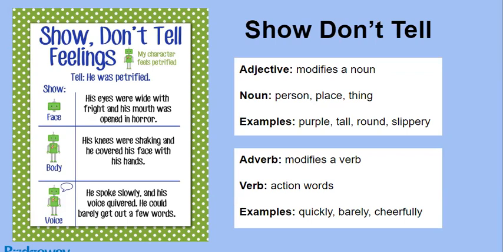We have another example here of our little robot man, saying he was petrified. That's very direct, telling the reader how the character thinks and feels. But we could show: what does the face look like? What does the body? How do they sound? Using those adjectives, using those different senses. His eyes were wide with fright, his mouth opened in horror, his knees were shaking, and he covered his face with his hands. He spoke slowly, and his voice quivered. He could barely get out a few words. It's a lot of sentences, a lot of imagery, but we don't have to come out and say he was scared, he was petrified. Already, the way it looks, we can infer that.